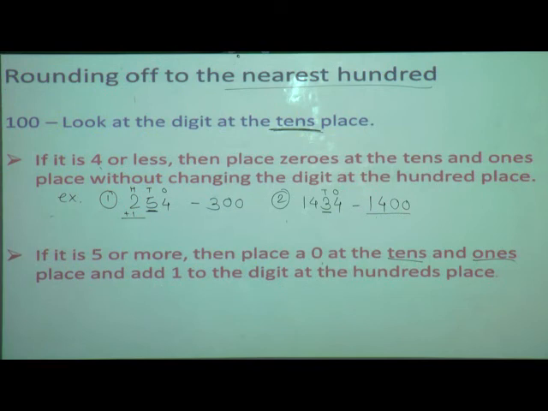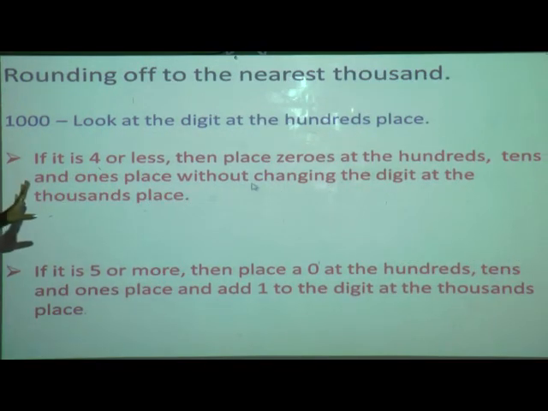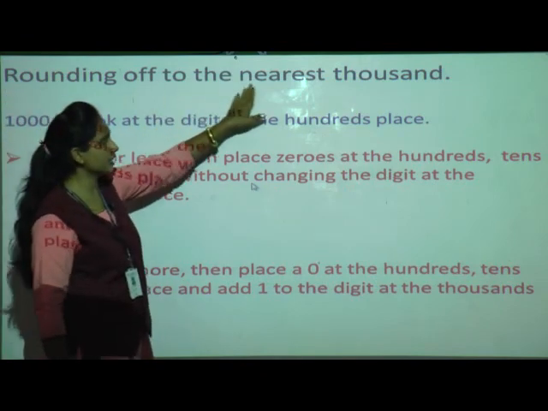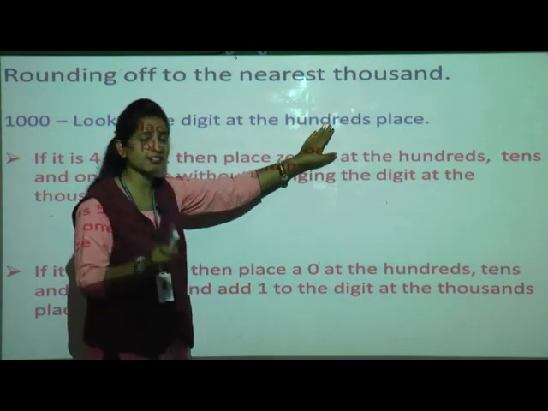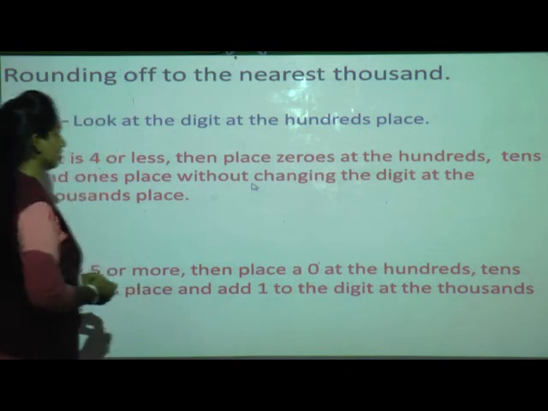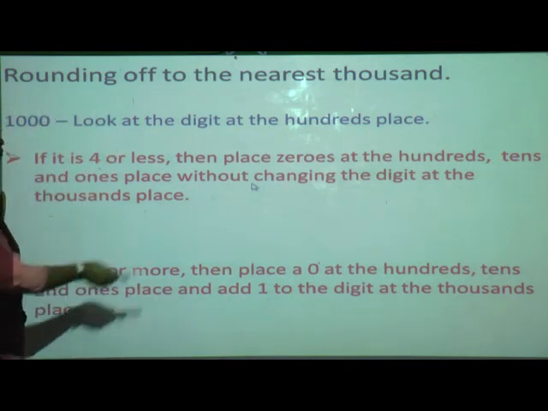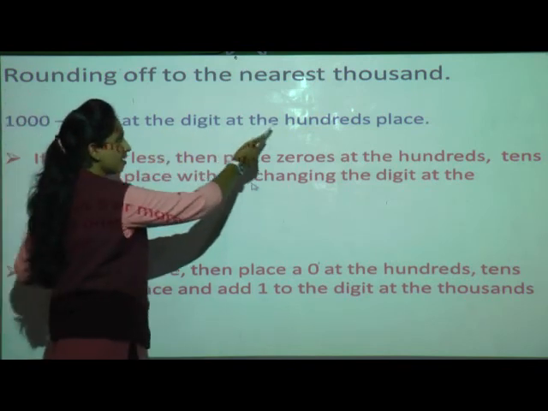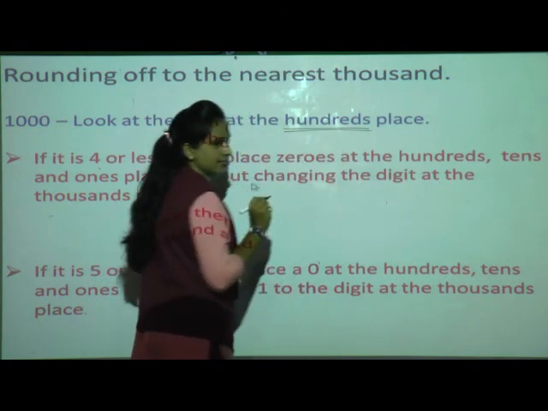Now let me explain the next concept. Yes. Now the third concept, rounding off to the nearest thousand. We have seen rounding off to the nearest tens and hundreds. Now we are going to see thousands. Whenever we have to round to the thousand, what do we have to do? See here. Look at the digit at the 100 place. Keep in your mind, 100 place.